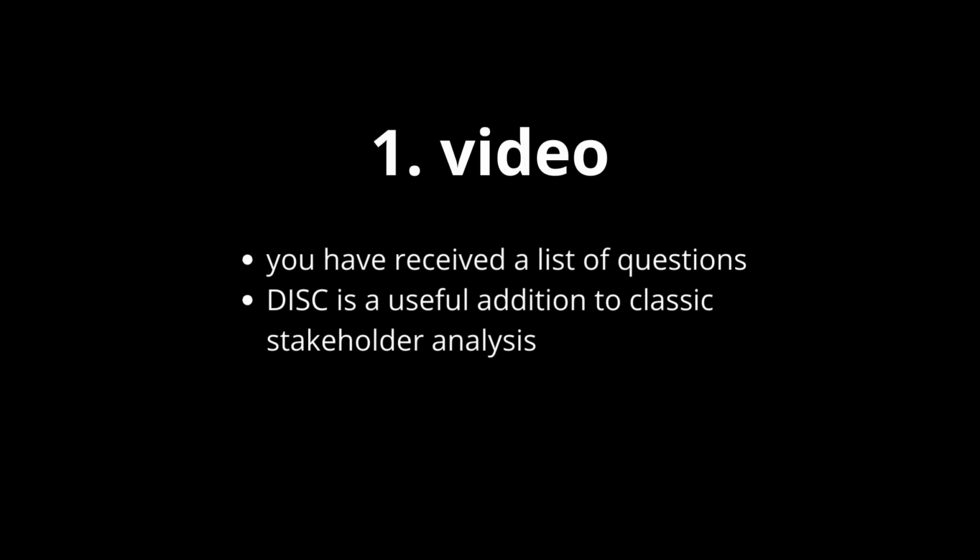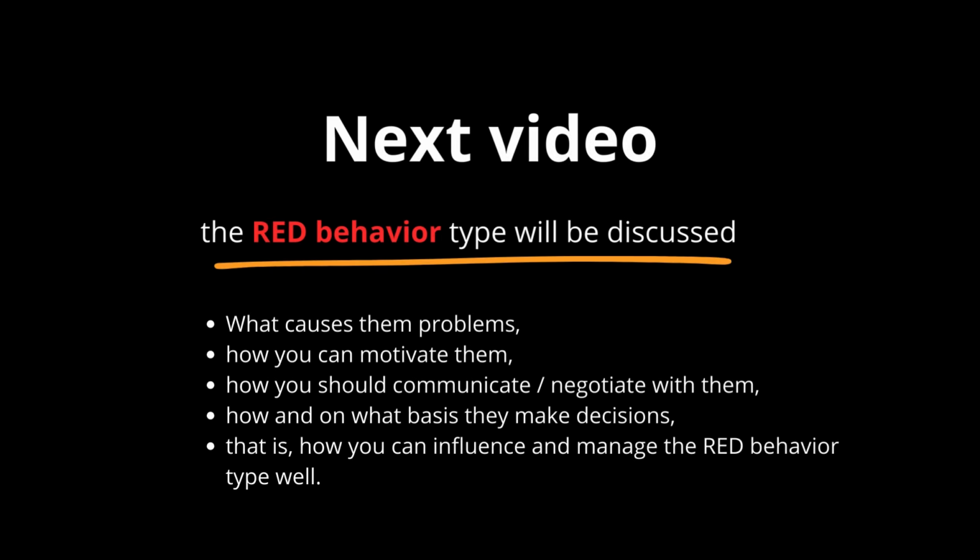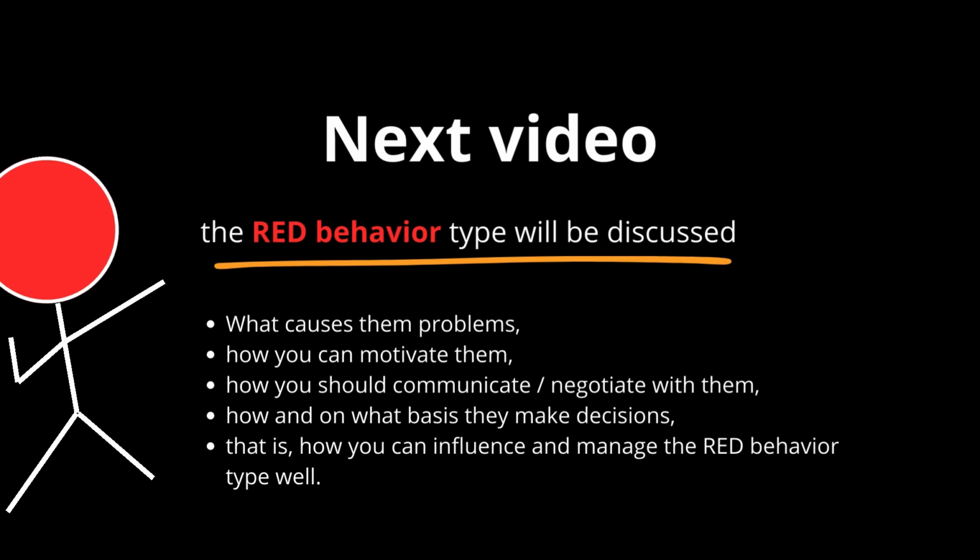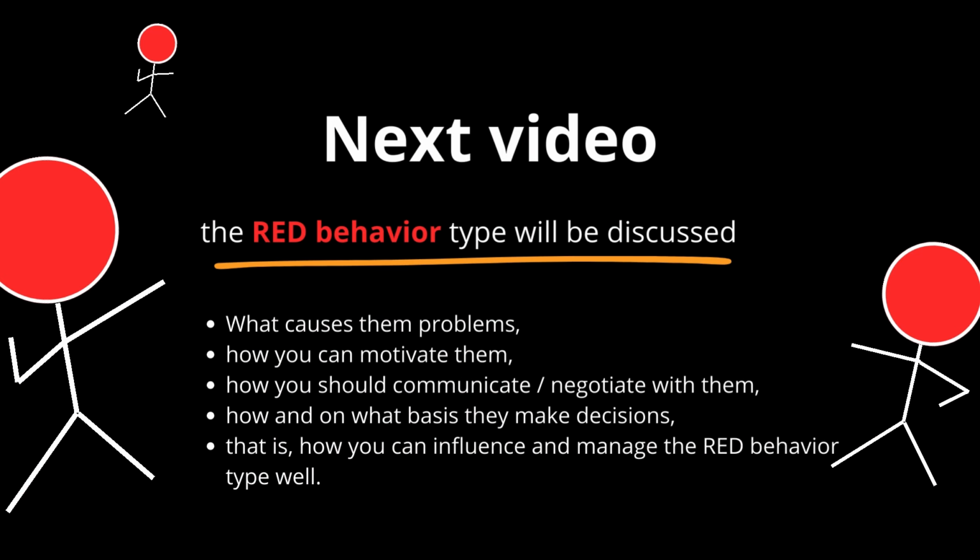So, now in the first video you have received a list of questions which you can use to identify the stakeholders more easily. You also learned that DISC is a useful addition to classic stakeholder analysis. You can find out how to do this in the next parts of this video series. In the next video, the red behavior type will be discussed. What causes them problems, how you can motivate them, how you should communicate and negotiate with them, how and on what basis they make decisions. That is how you can influence and manage the red behavior type well.